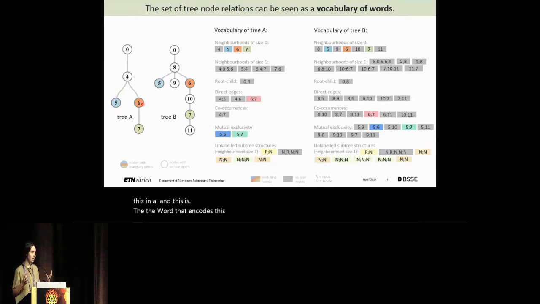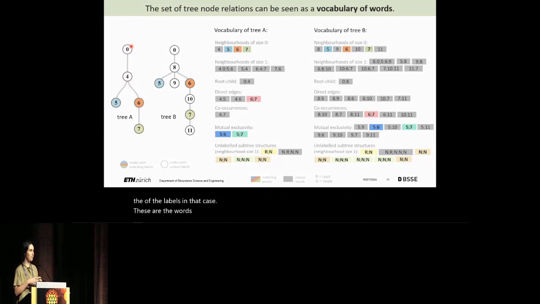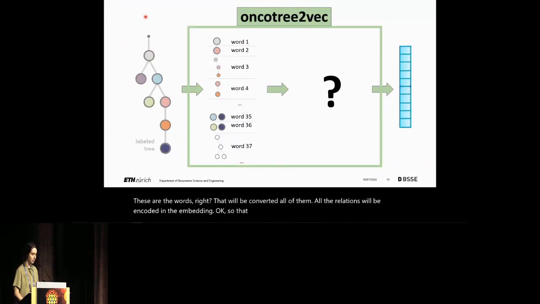And you enlarge the neighborhoods. So here was a neighborhood of size 1 that I showed. And a neighborhood of size 2 will cover the whole tree. Okay, so in the embeddings, then you're leveraging the order of the labels in that case. So these are the words, right? That will be converted. All the relations will be encoded in the embedding. Okay, so that gives, yeah, got it. Yes. Thank you.